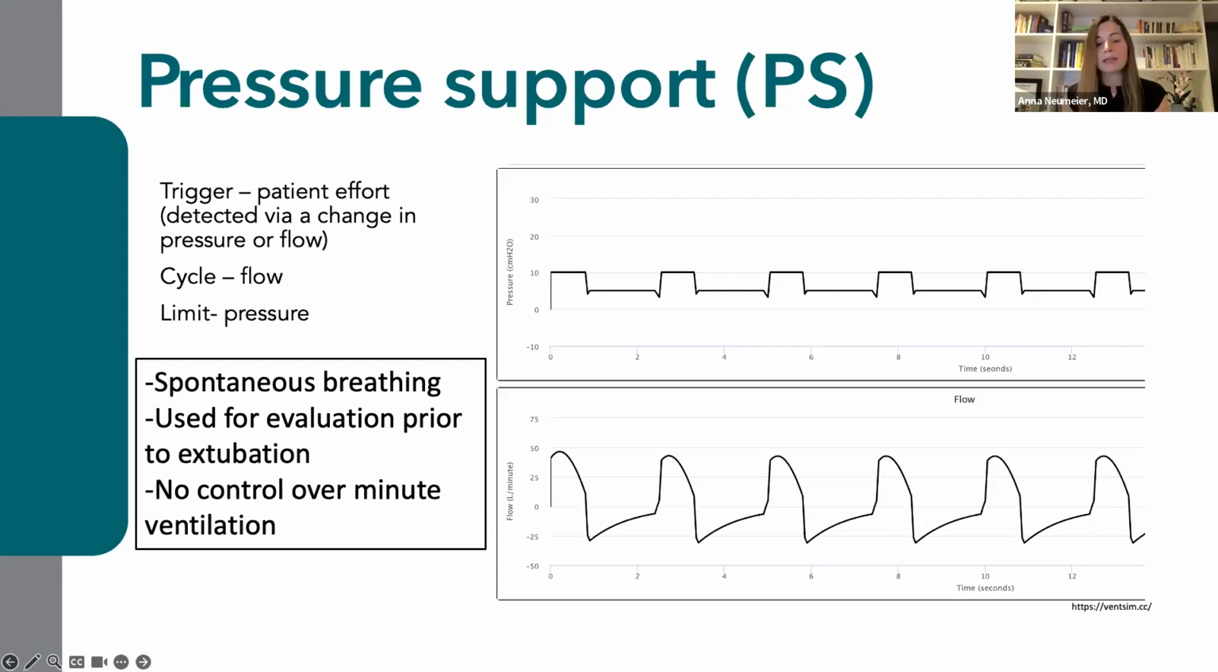Now, it's important to recognize that when we place patients on pressure support, we will always have a backup control mode in case the patient develops apnea, they become too sleepy and they're not breathing on their own. So there's always a safety in place, but in general, this is a spontaneous breathing mode that we place patients on as they are approaching extubation.